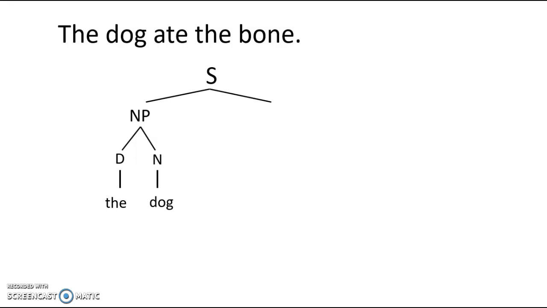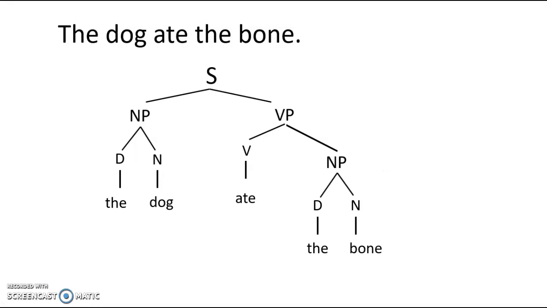Then what I have, ate, what is that? It's a verb phrase. So the verb phrase, it's obviously ate. Then the bone, what do I have here? I have a noun phrase, obviously. So here the verb phrase is constituted by a verb and a noun phrase, and this noun phrase is the same formula, determiner and noun.